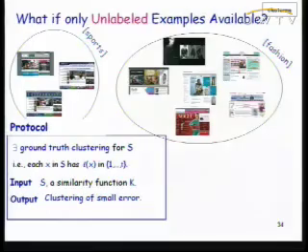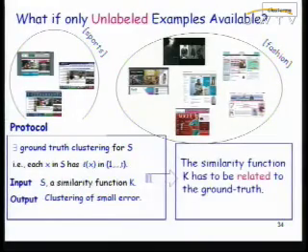However, we do not get to see the labels. We only get unlabeled data and the similarity function. And the goal is to produce a clustering that is close to the desired correct ground truth clustering. And so clearly, given this goal, given this context, the similarity function has to somehow be related to the correct ground truth clustering. Otherwise, there is no hope, since we have no labeled examples.